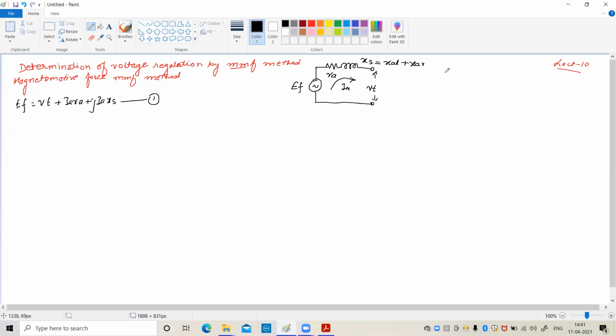Now we have the open circuit characteristic for the generator. This is the OCC, with excitation EMF per phase on one axis and the field current IF on the other, and we can draw the air gap line. The air gap line is the tangent to the OCC. It shows that if there were no saturation in the generator field, this would be the characteristic between EF and IF. So this is your air gap line.